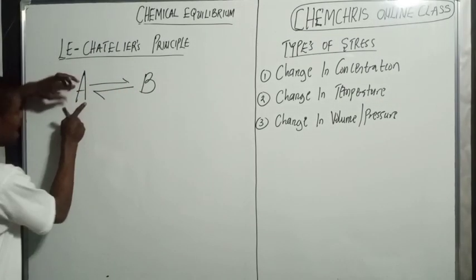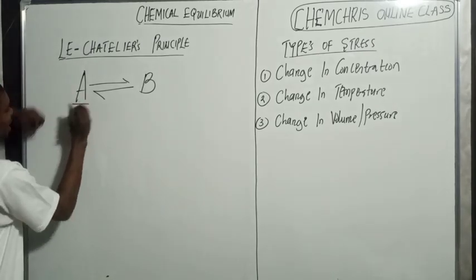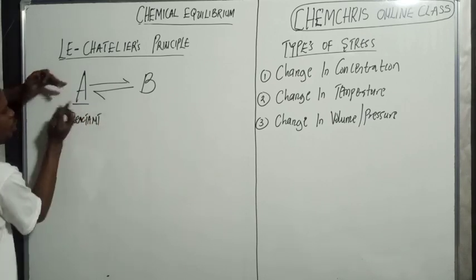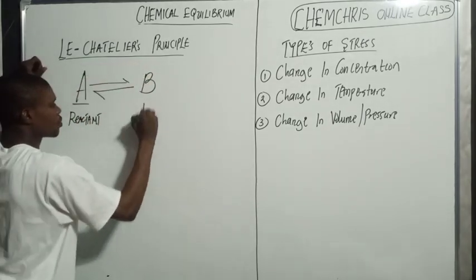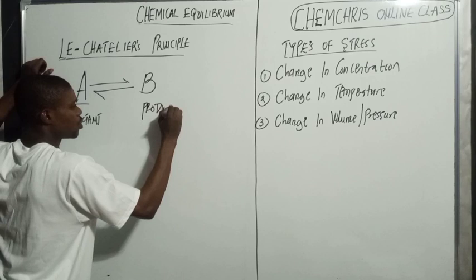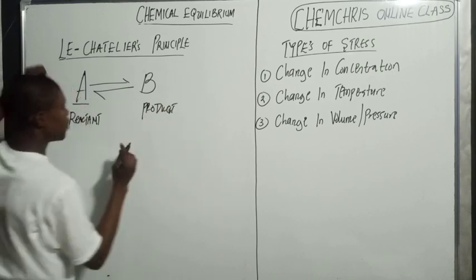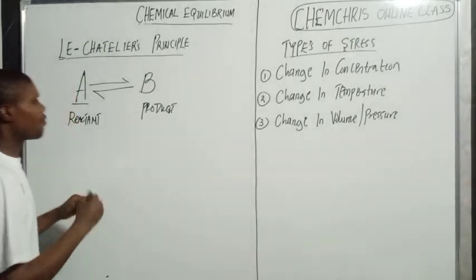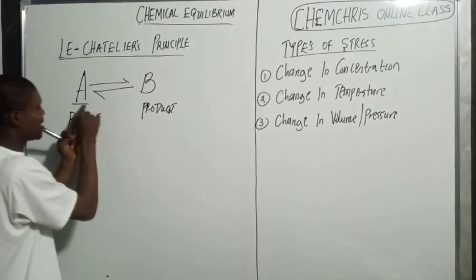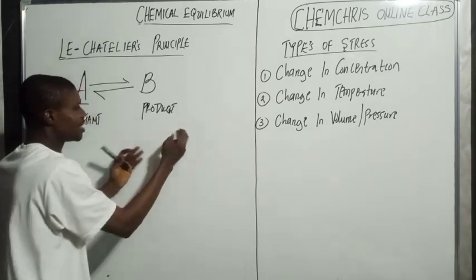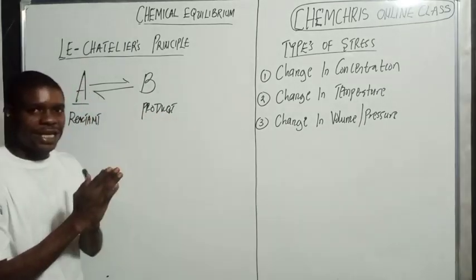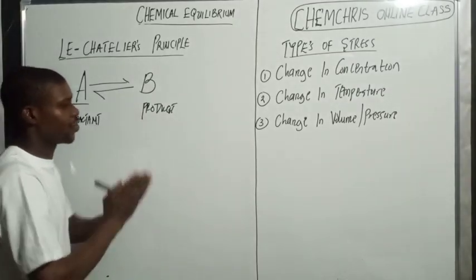So A is the reactant, moving to the product. Then the product also moves back to the reactant. So here we have the forward reaction, which is the reactant moving forward to the product. Then here we have the backward reaction, that is the product moving back to the reactant. Do you understand? So it gets to a point where the reaction reaches equilibrium.